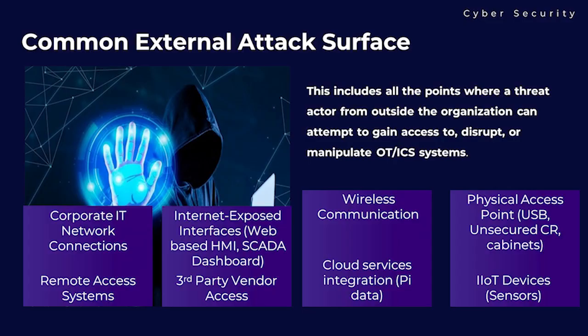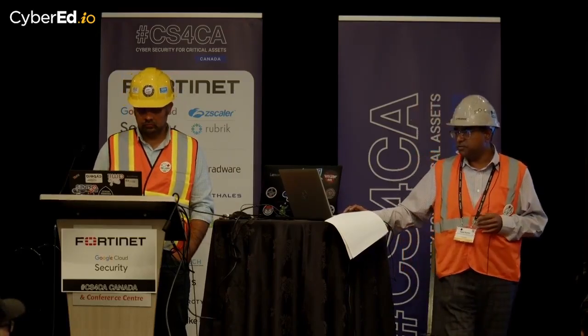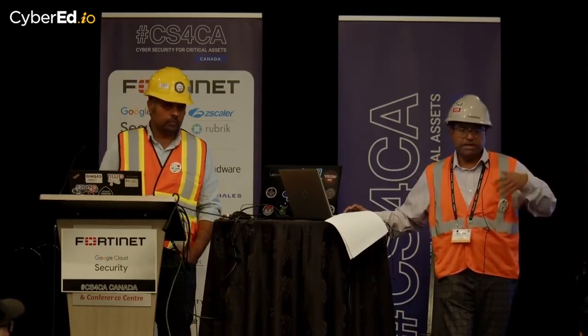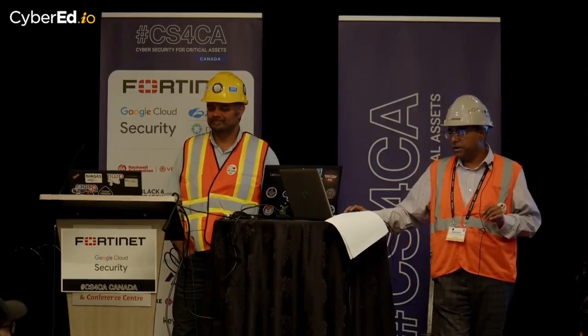Next is common attack surfaces that we usually have in industrial control systems. One of the main common attack surfaces is corporate IT network connections, remote access systems, internet-exposed interfaces, web-based HMI, SCADA dashboards, third-party vendor access, wireless communication, and cloud services. For example, lots of data from the fields is stored in the cloud and analyzed for ML and artificial intelligence. Then we have physical access points, like USB.